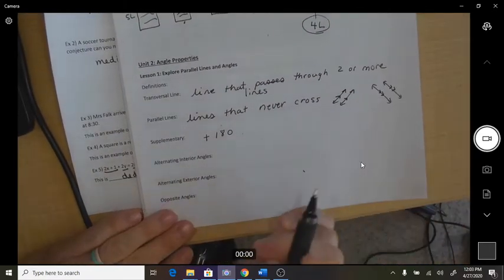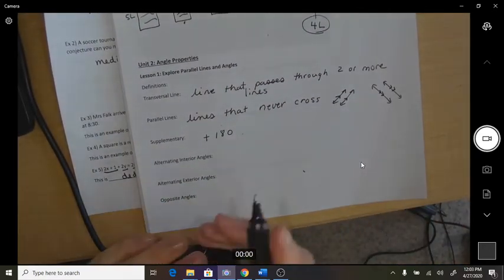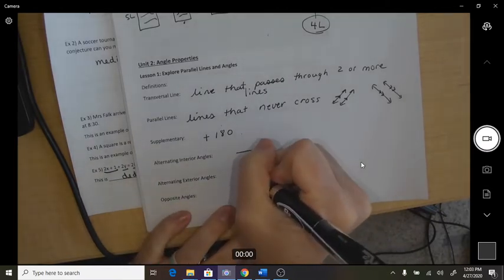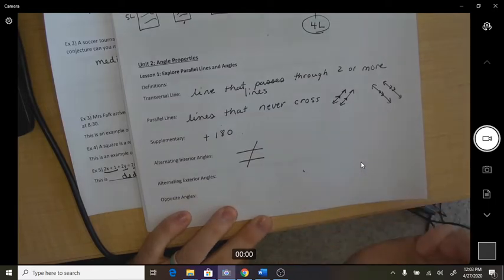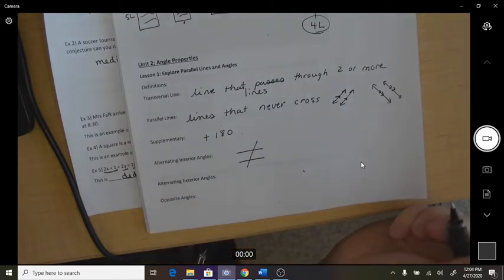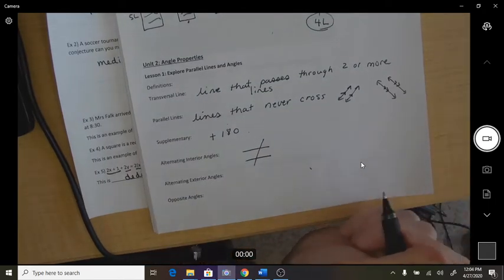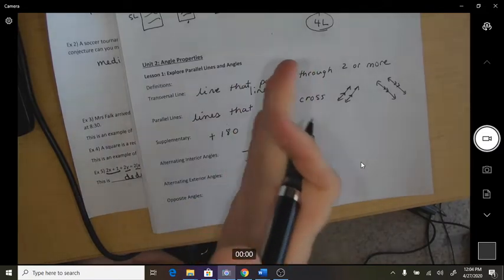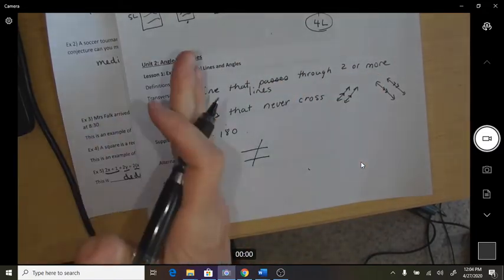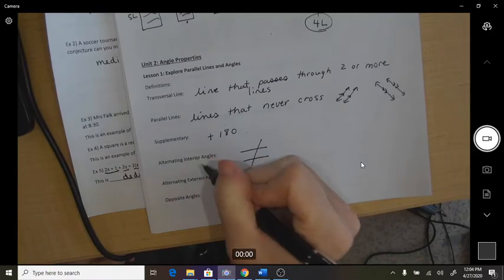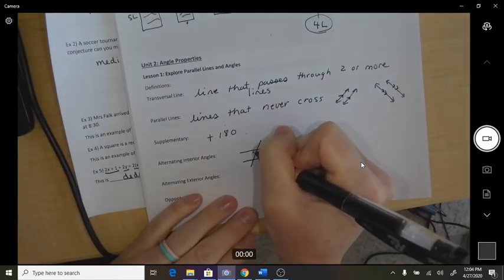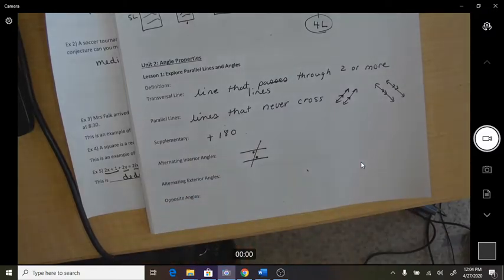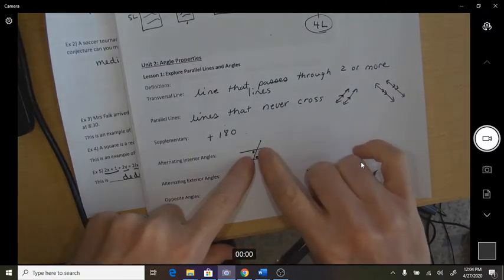Okay, alternating interiors. So if these are my two parallel lines and this is my transversal, alternating would be on the opposite sides of the transversal, and interior would be on the interior of that. So that would be an example. Okay, you would have another set here.